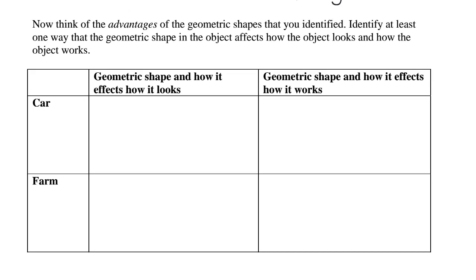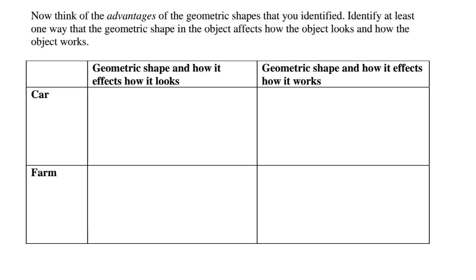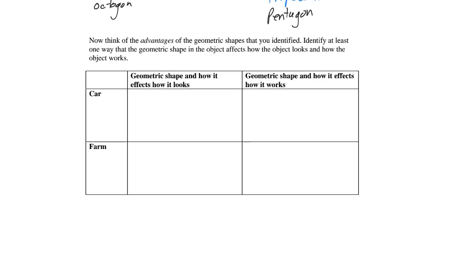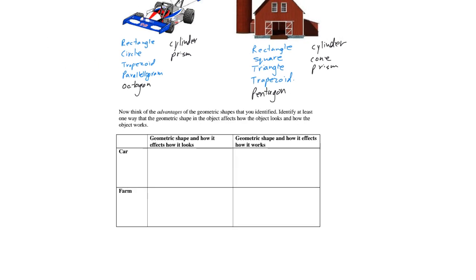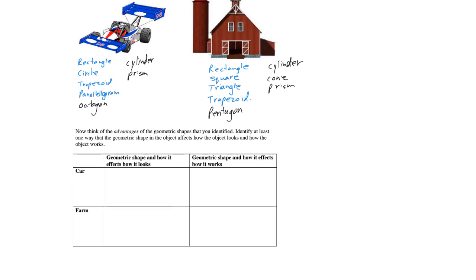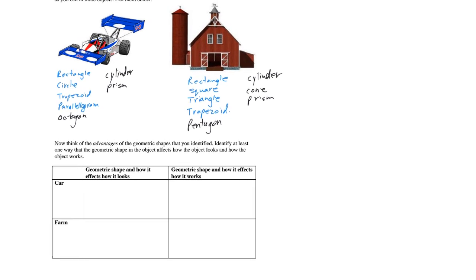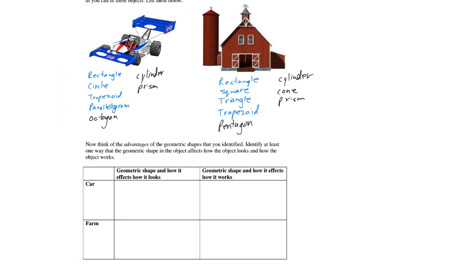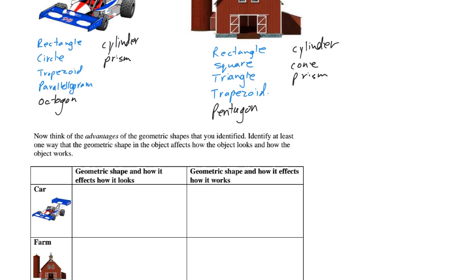Now, think of the advantages of geometric shapes that we defined. Let's identify at least one way that a geometric shape in the object affects how the object looks and how the object works. So let's go and take a look at those different things that we were looking at before. Remember, we were talking about our car and our farm. And now let's begin.